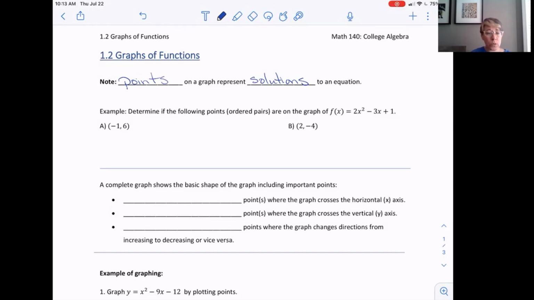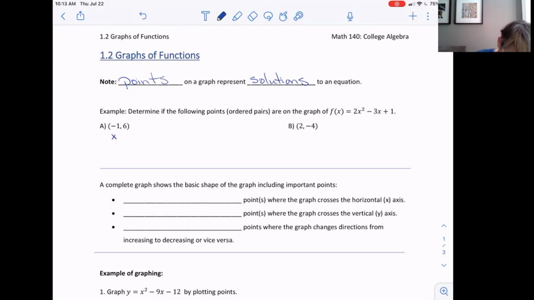So an example, we want to determine if the following points or ordered pairs are on the graph of the function f of x equals 2x squared minus 3x plus 1. So remember, if those points are on the graph, that means those x and y values, those inputs and outputs, must be a solution to the equation. So let's plug them in.